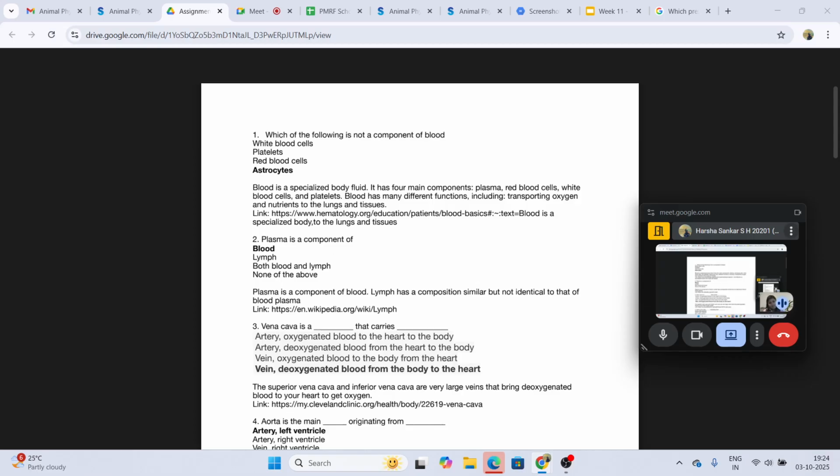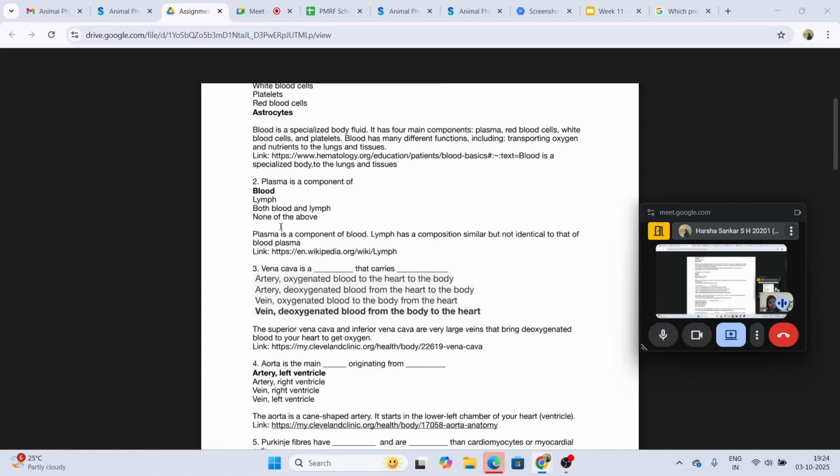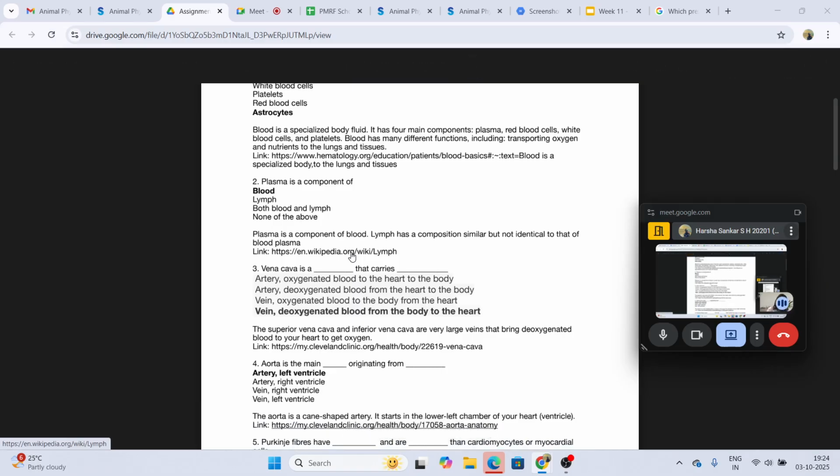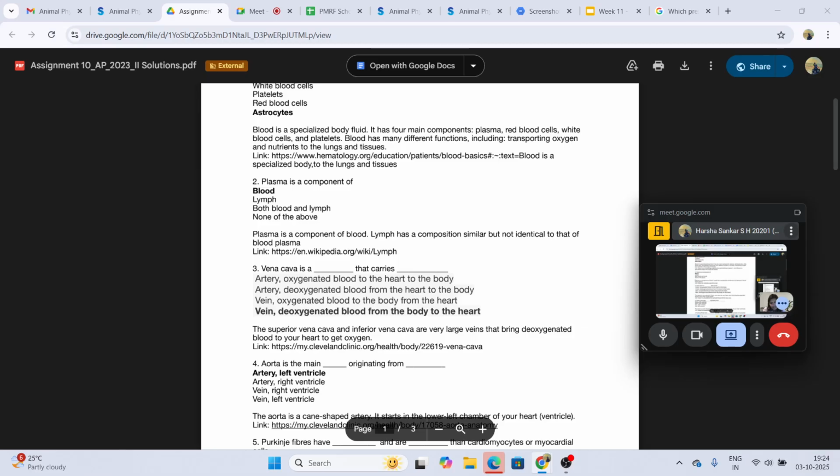Next question, plasma is a component of dash. Blood, lymph, both blood and lymph, none of the above. Plasma is a component of blood, definitely, right? Today also we saw a question. What is the supernatant, the pale yellow colored liquid portion of blood, if we do centrifugation? That is also plasma, right?